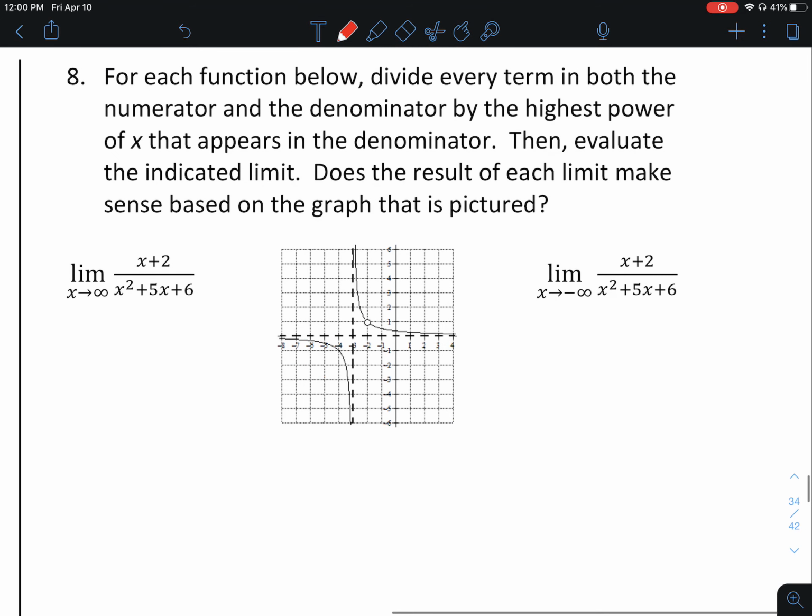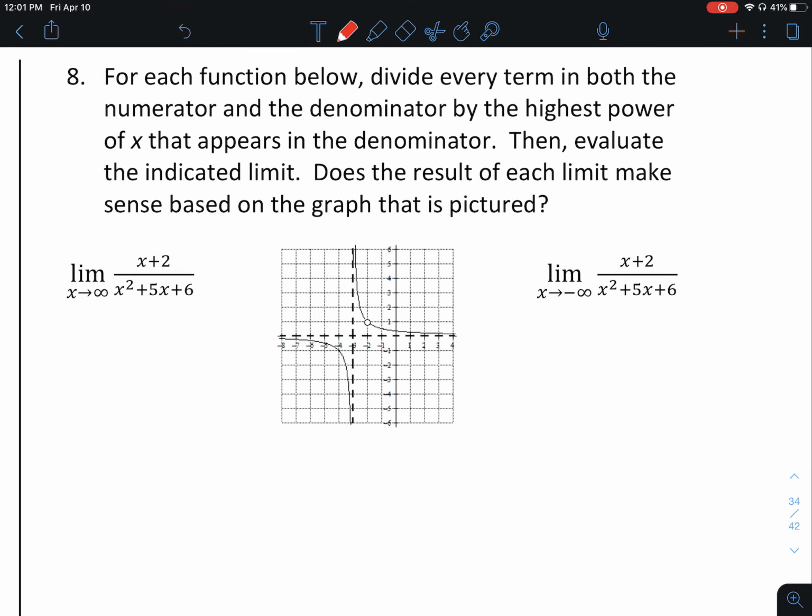All right, number 8. For each function below, divide every term in both the numerator and denominator by the highest power of x that appears in the denominator. Then evaluate the indicated limit. Does the result of each limit make sense based upon the graph that is pictured? You won't have to do this once we learn L'Hopital's rule. L'Hopital's rule makes this question 8, with all these problems underneath of it, super, super simple.